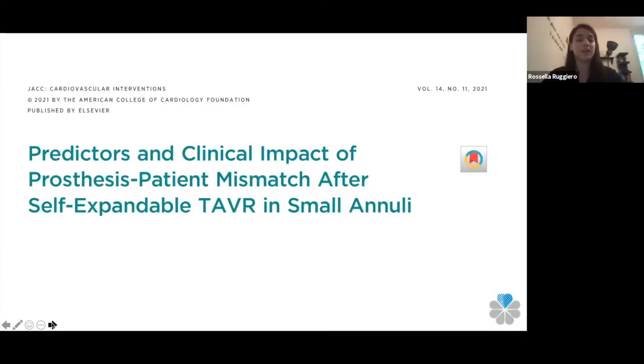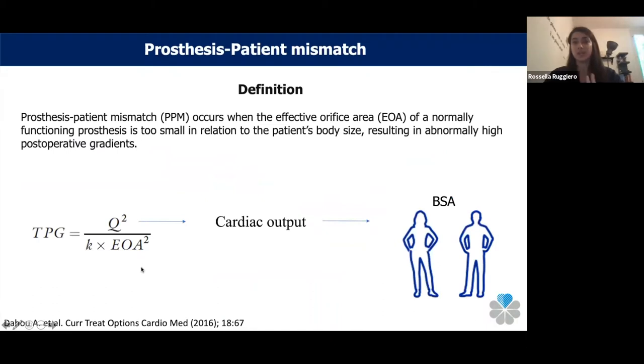Predictors and clinical impact of prosthesis patient mismatch after self-expandable TAVR in small annuli. So first of all, let's start with some definitions, because prosthesis patient mismatch, for me at the beginning, was a difficult concept to understand. It is defined as an effective orifice area of a normally functioning prosthesis which is too small in relation to the patient's body, resulting in an abnormally high postoperative gradient.